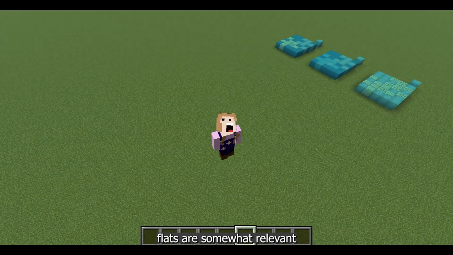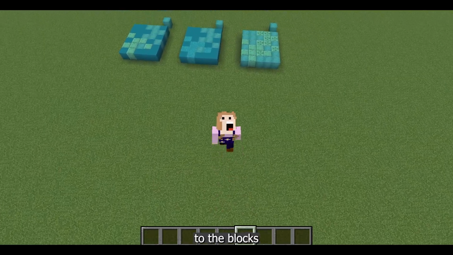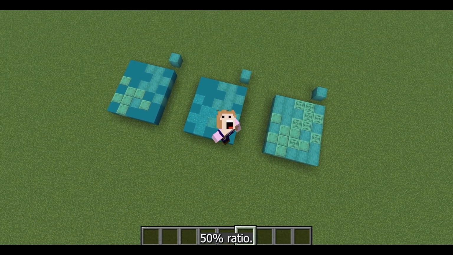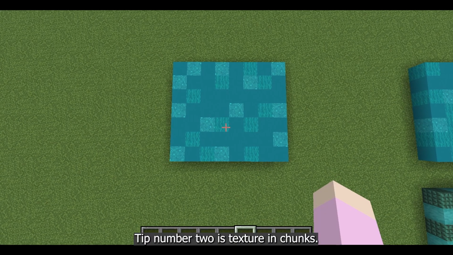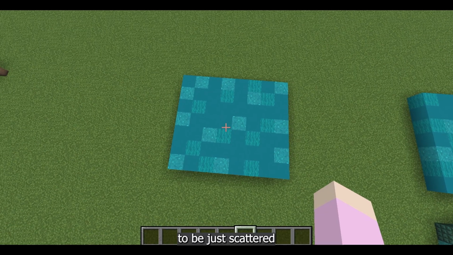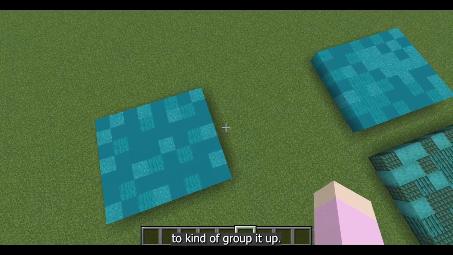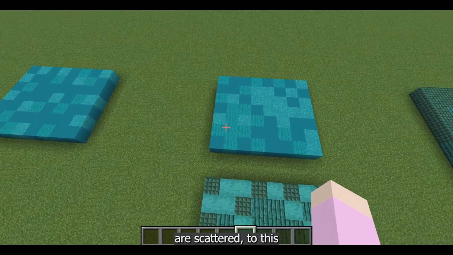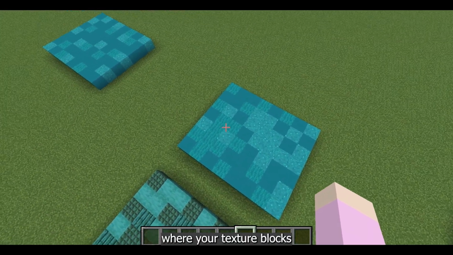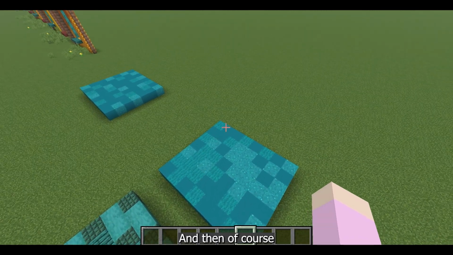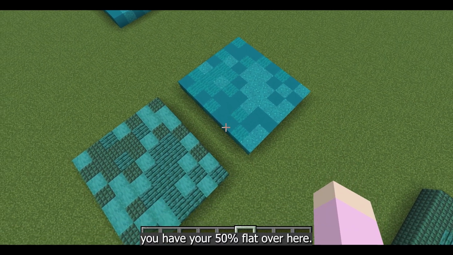Now remember, flats are somewhat relative to the blocks that are surrounding them. So kind of keep that in mind and you want to shoot for that 50% ratio. That's tip number one. Tip number two is texture in chunks. You don't want your texture to be just scattered all the way around. You specifically want to kind of group it up. So if you'll notice between this right here where your texture blocks are scattered to this where your texture blocks are clearly in clumps. So here's a clump, and then of course you have your 50% flat over here.